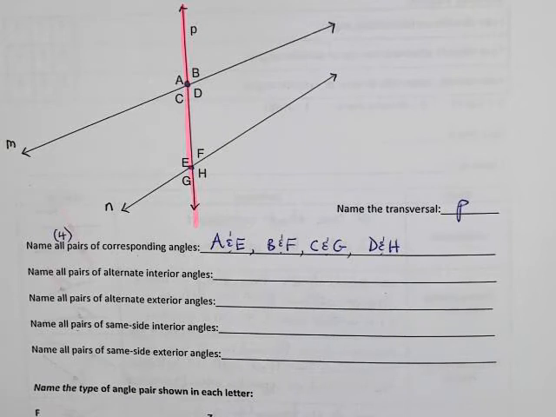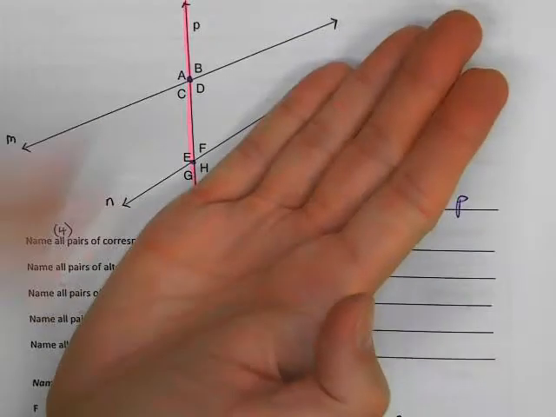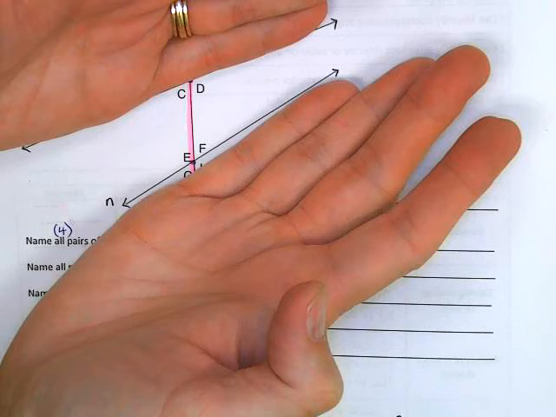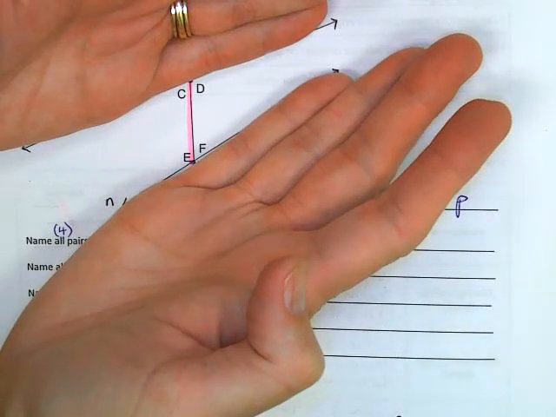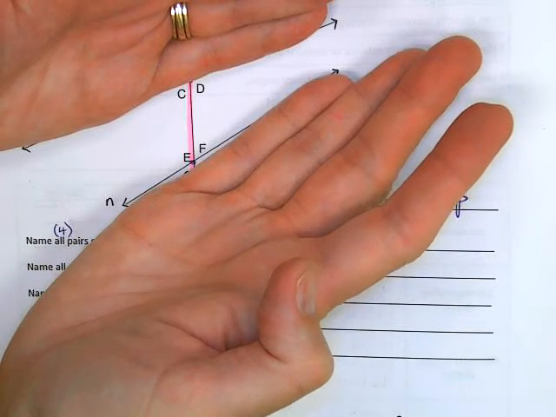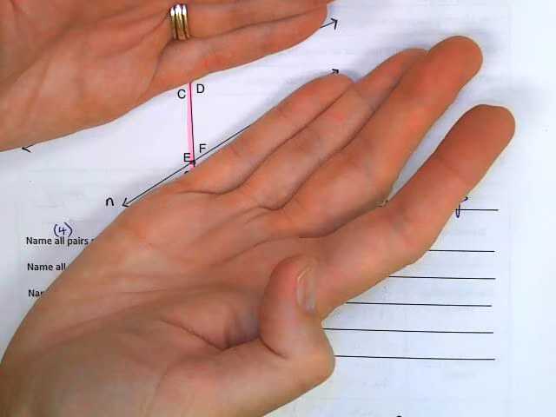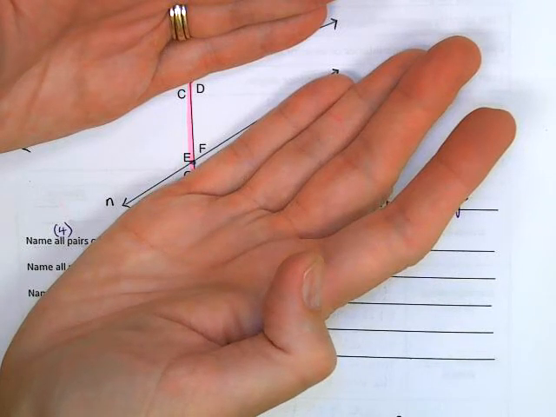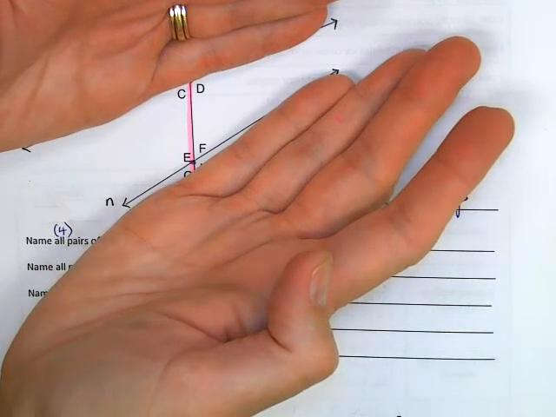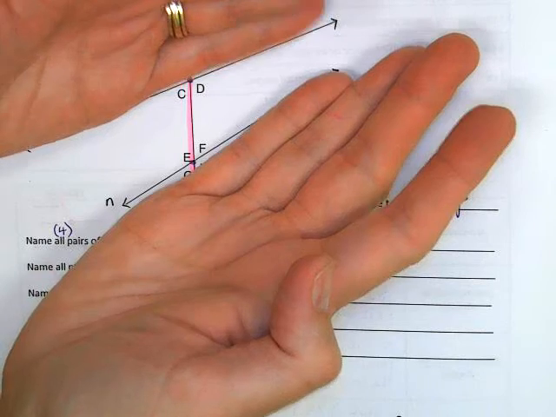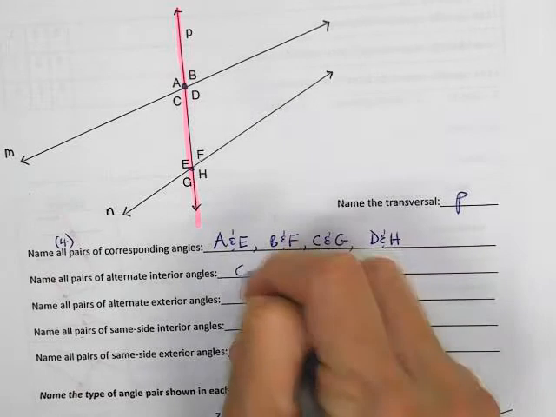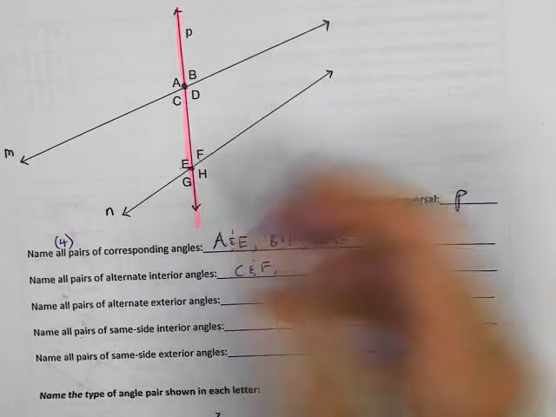Alternate interior. So remember, interior means they have to lie between the two lines. So we're really only looking at C, D, E, and F. And for this one, we want alternate. So we want on opposite sides of the pink line. So if I choose C, I go down to the other vertex, I have to choose F because it's on the opposite side of the pink line. If I would have chosen D, that would be alternate interior with E. So let's write those down. C goes with F, and D goes with E.